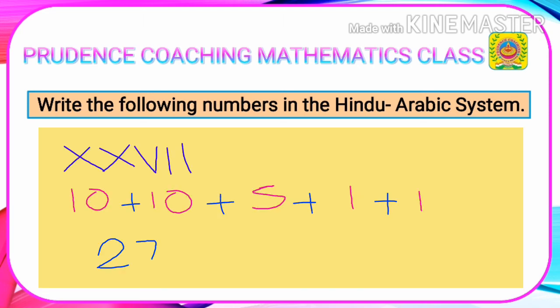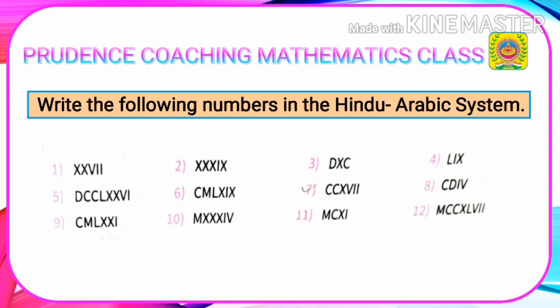XXVII. So the answer will be 10 plus 10 plus 5 plus I plus I, so it will be 27. So my dear students, the rest of the sums you will try at home, and next we will start with part 2 where I will discuss these sums.